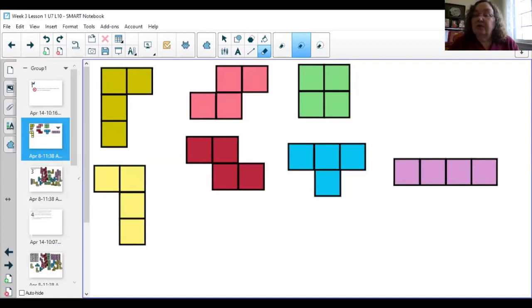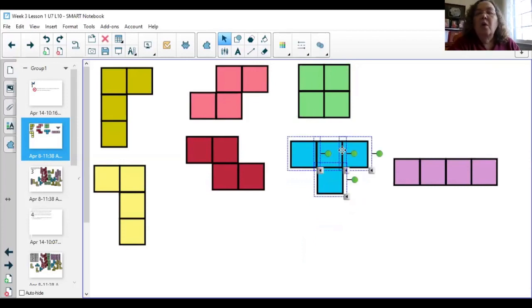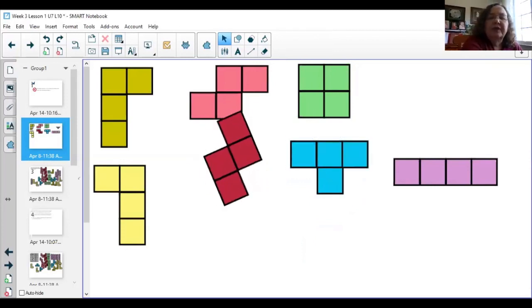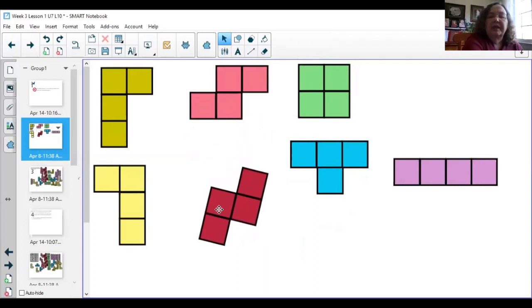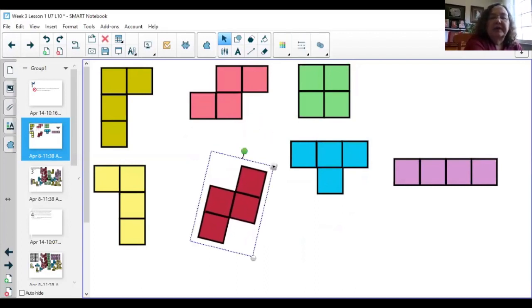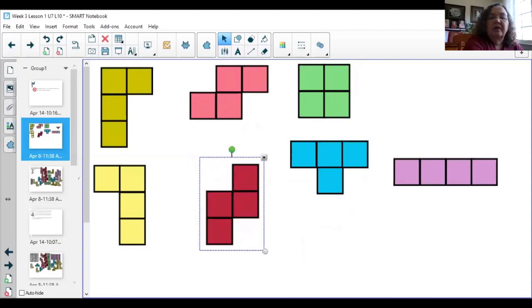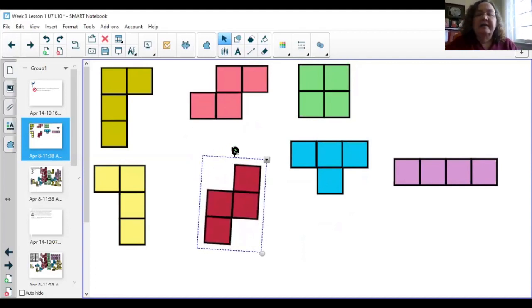Now, in order to move these, I can just take my hand and move them. Or if I want to turn them, I would use 2 fingers and be able to turn them in any direction that I want to go in. So let's get started with our lesson.